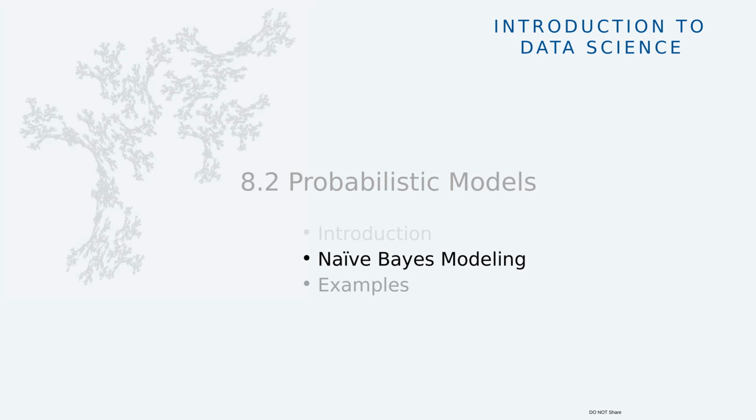Probabilistic models let us reason about uncertainty by assigning likelihoods to outcomes. We'll focus on naive Bayes, a simple, fast classifier that assumes features are independent given the class. After the theory, we'll work through concrete examples to build intuition.